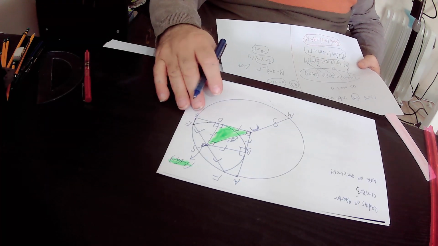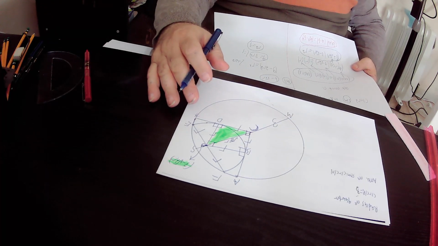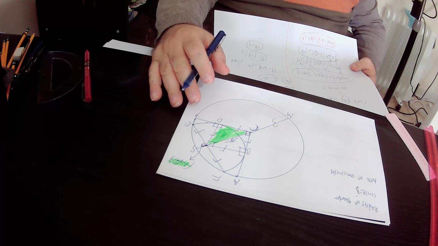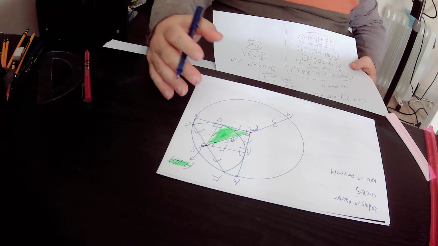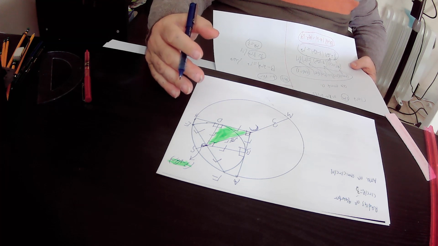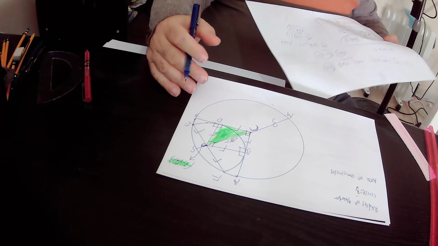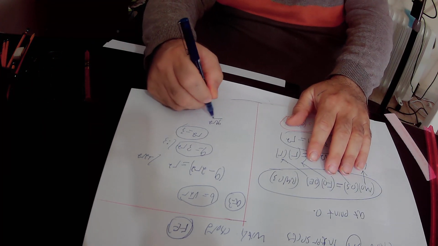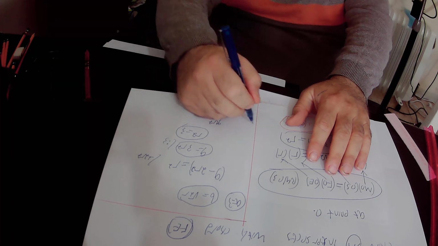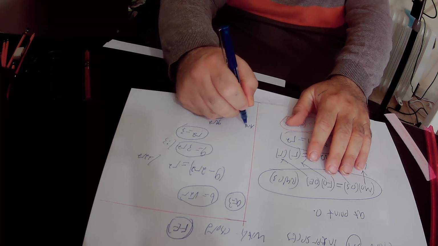What is the area of the semicircle? We know that the area of a circle is pi R squared, therefore the area of the semicircle will be equal to half of it. That is to say, the area of this semicircle will be equal to pi R squared over 2. Okay, this is the area of the semicircle.